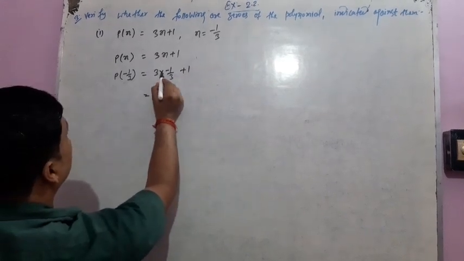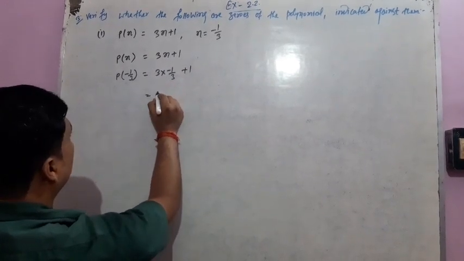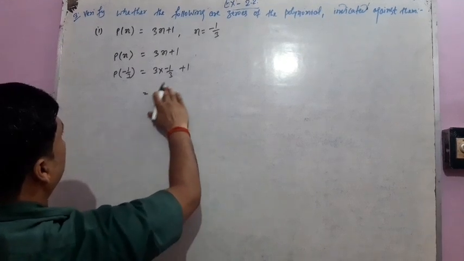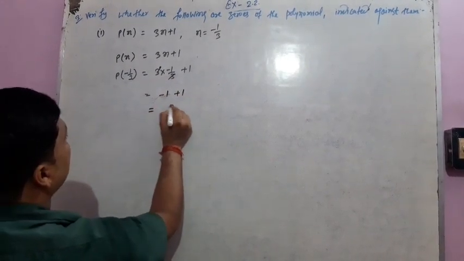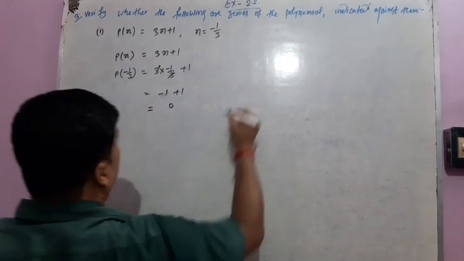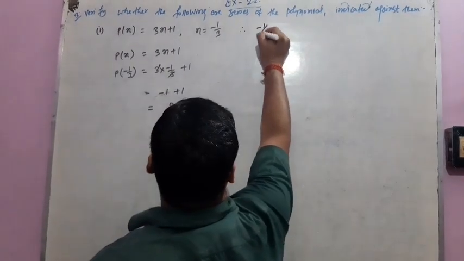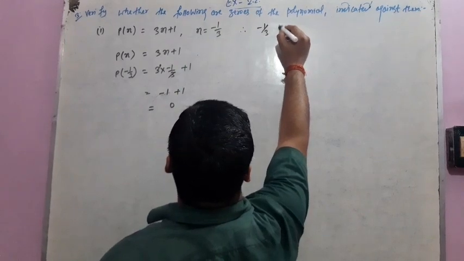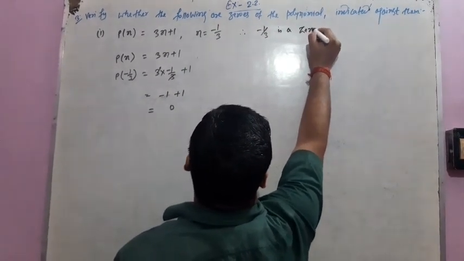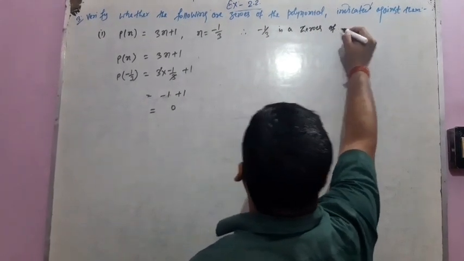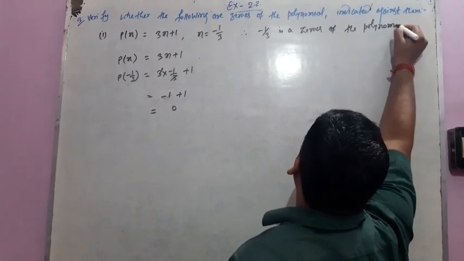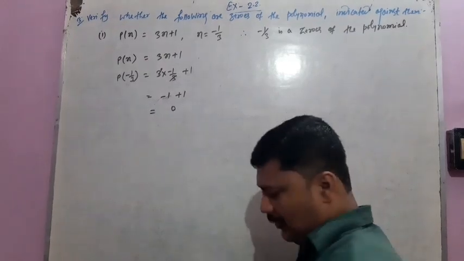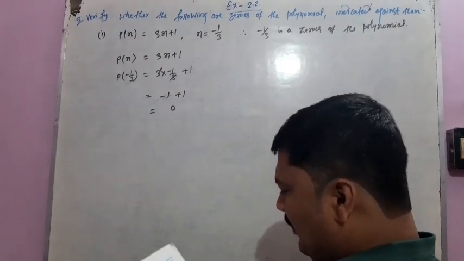Now when we are solving, the 3 cancels, minus 1 plus 1. Now this value is equal to 0. So we can write here that minus 1 by 3 is a zero of the polynomial. Okay.